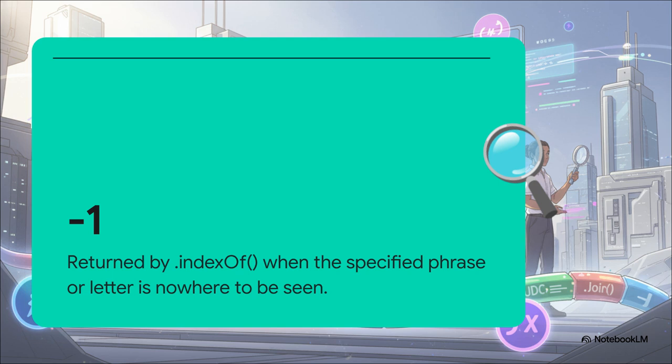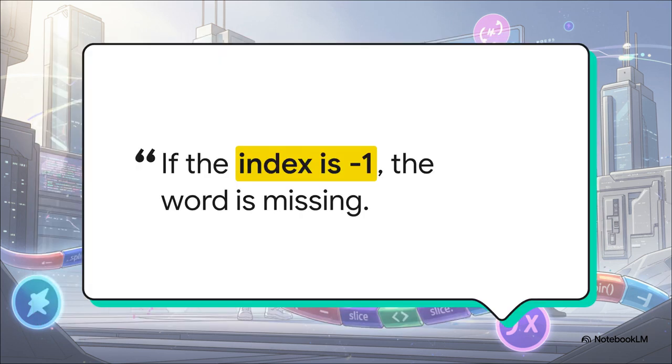Well, if you search for ninja and it's missing, JavaScript doesn't crash. Instead, it hands you a -1. It's basically the engine's way of shrugging and saying, hey, this word is nowhere to be seen. Now pay close attention, because this is a senior developer tactic we use constantly. By leveraging that -1 in your if statements, you can easily execute conditional logic.